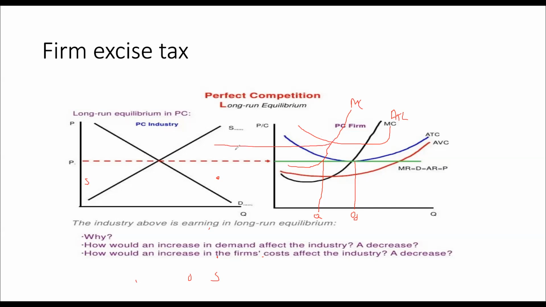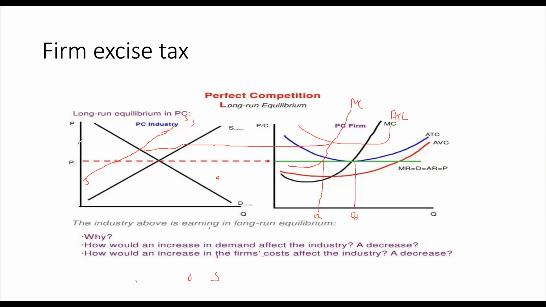Okay, now what's going to happen in the long run, right? Firms are going to exit. Why are they going to exit? I'm sorry about these lines. Why are they going to exit? Because firms are not making money. So they're going to exit. No one wants to be in an industry where they lose money, and I'm going to shift my supply in the industry to the left. Why? Because the number of sellers decreases.